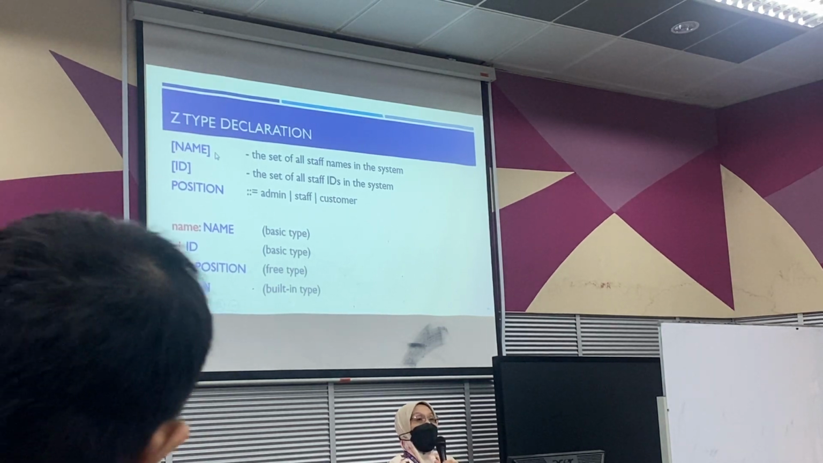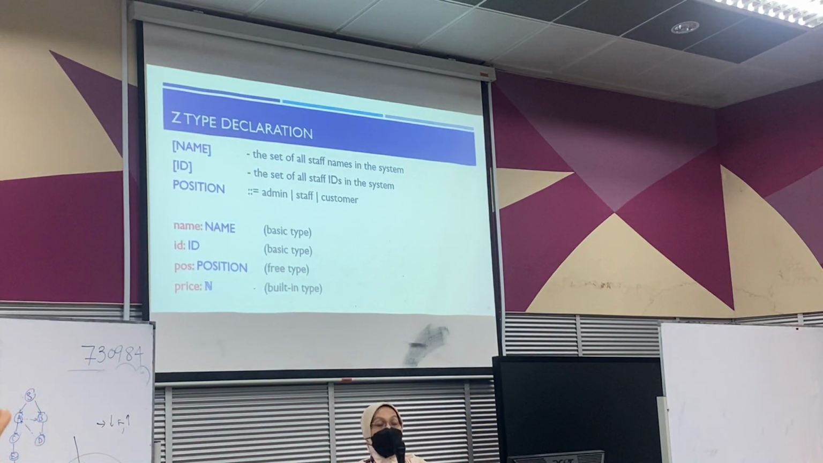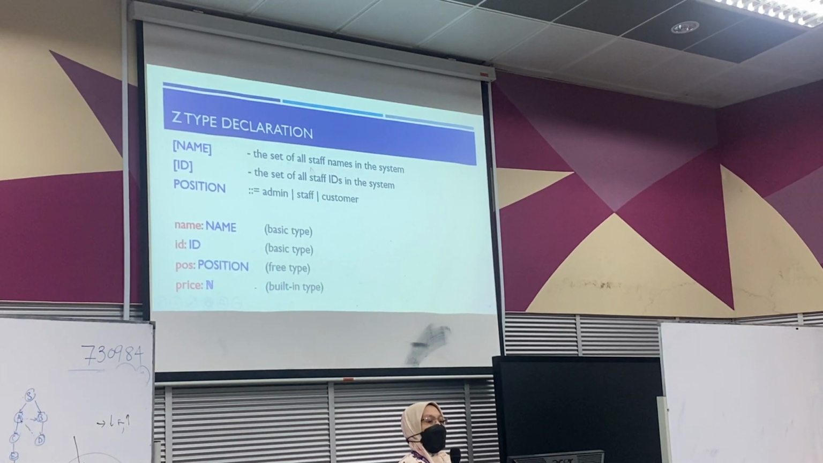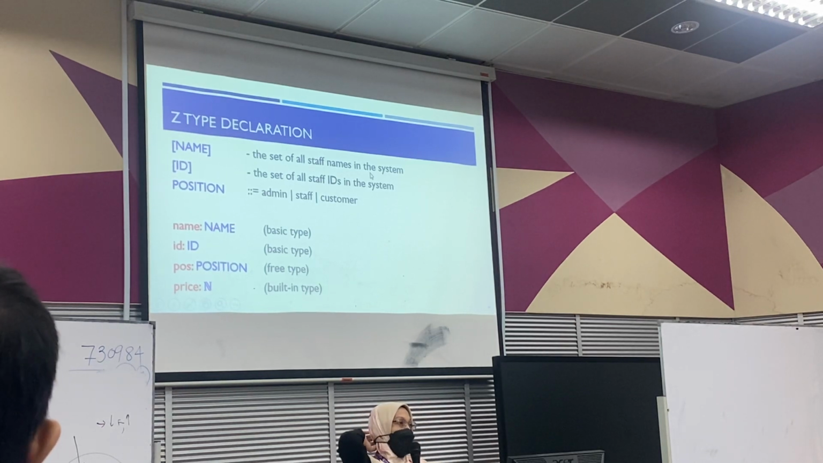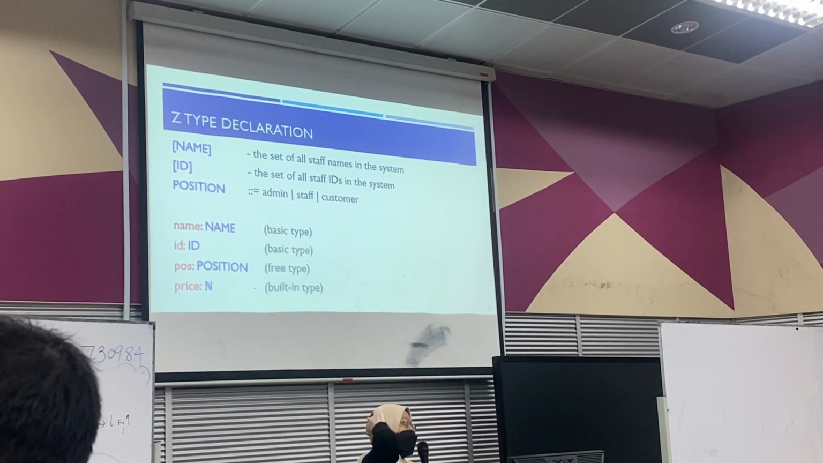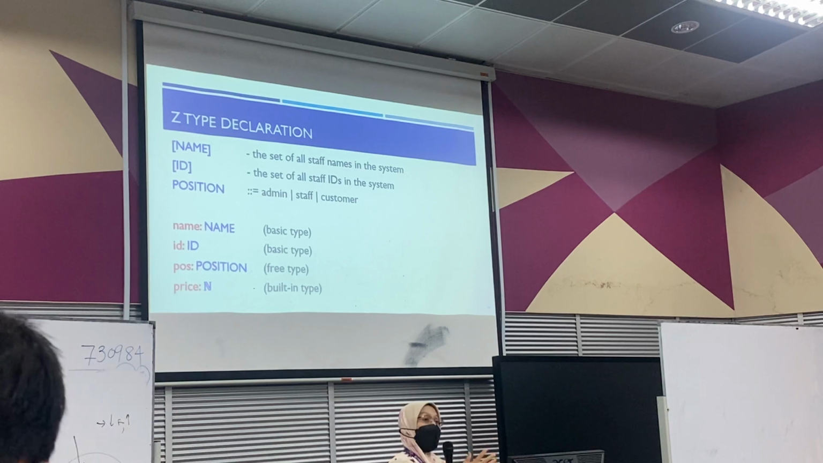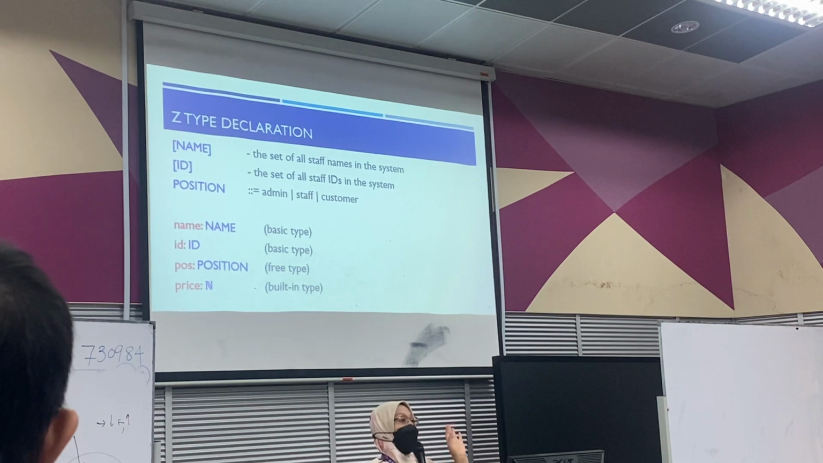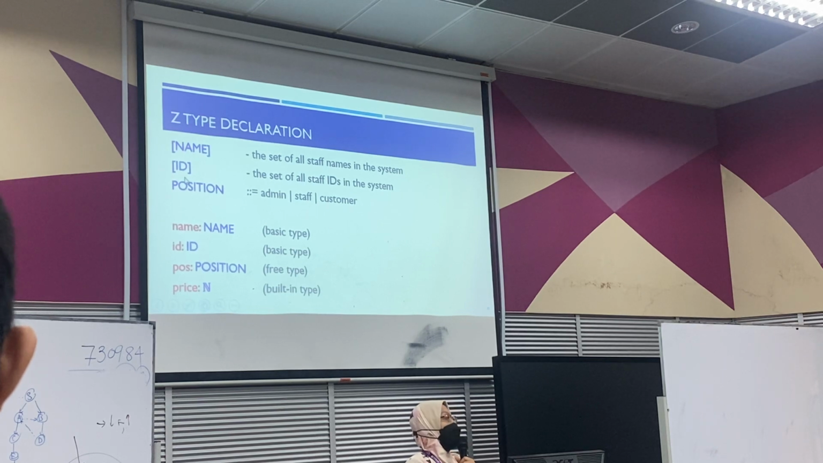This is a basic type. So for your assignment, my suggestion is for you to declare your types like this, where you put a declaration of the type. For example, for name, I will put the set of all staff names in the system. Then you know what you want to do inside that. So list them one by one inside your assignment later, whatever data type you want, and then you put the set of whatever. Then you put the declaration like this. So in this case, I have two basic types, name and ID.